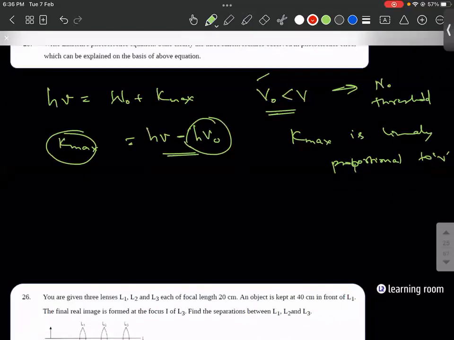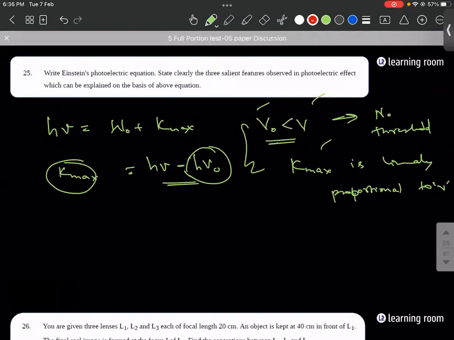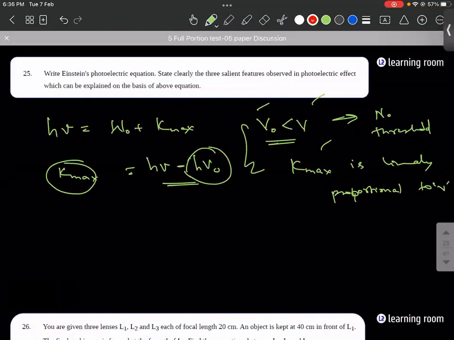You write all these points, but mathematically speaking, these 2 points are important. Sir, the third point we discussed was about the intensity. You can write that. Okay.